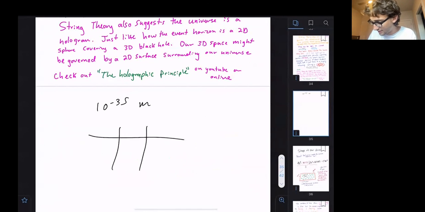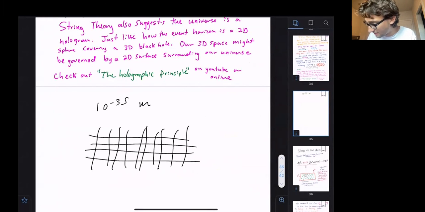You could think of it kind of like a grid. Things can't exist below 10 to the minus 35 meters. If you have the area of some region of space, you could calculate the area by how many grid lines pass through it. Let's say you calculate this area and no grid lines pass through it, then it has zero area. That's pretty interesting. So right now the smallest area could only be 10 to the minus 35.